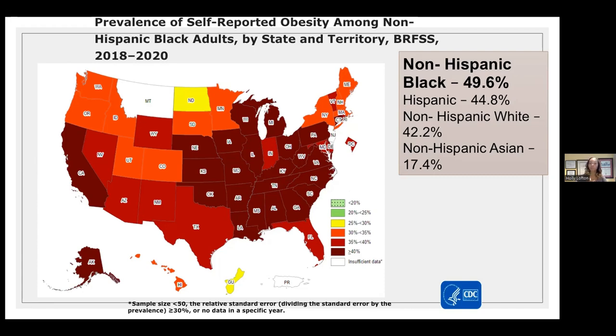The other thing I want to point out here is that there are ethnic disparities with regards to obesity as a condition. You can see here in the box, it's almost 50% in the non-Hispanic Black population, about 45% in the Hispanic population, 42.2% in the non-Hispanic white American population, and 17% in Asian populations. This is based on self-reported height and weight ratios. I want to point that out because we know that self-reporting of weight can tend to underestimate weight. So these values may be even higher.